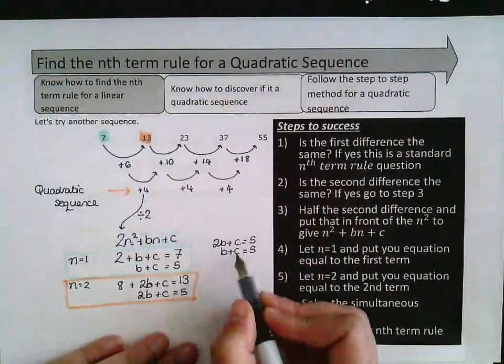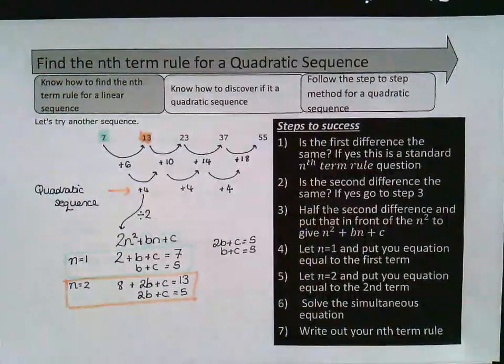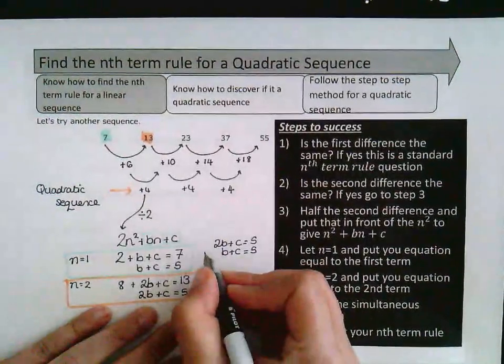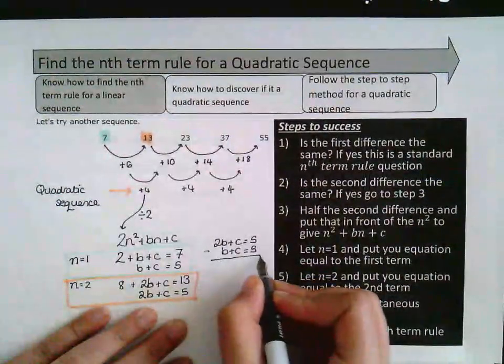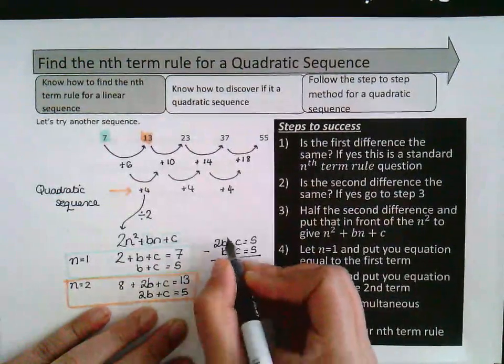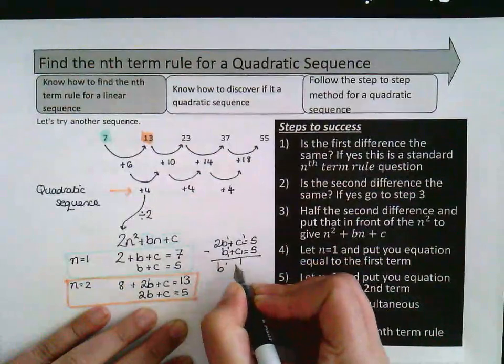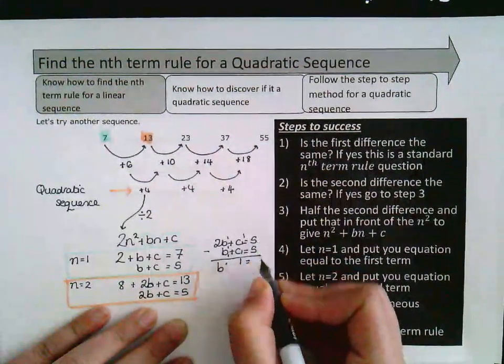Notice that the c's are the same already. That's what's going to be great about this. With these simultaneous equations, the c's will always be the same. So every time I do this, I will always be subtracting. So 2b, take away a b, leaves us with b. c take away c is 0, equals 5 take away 5 is 0.